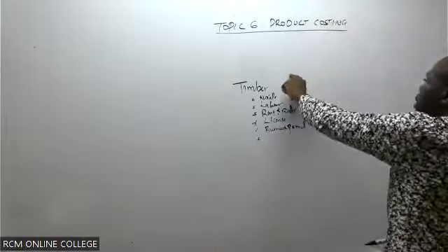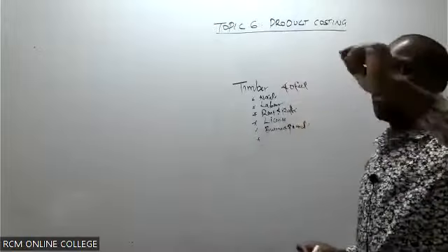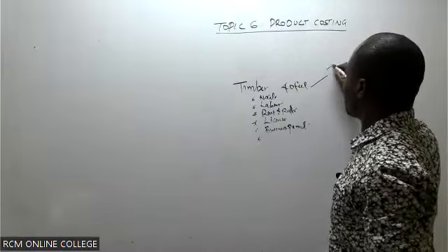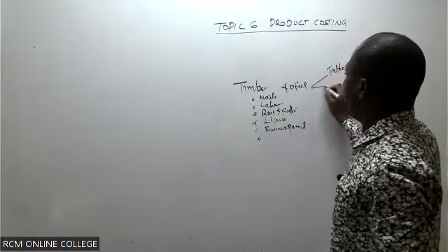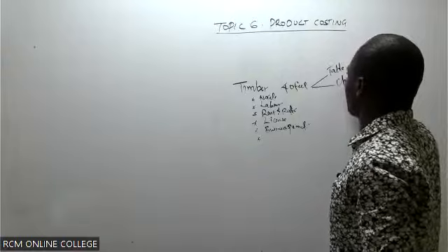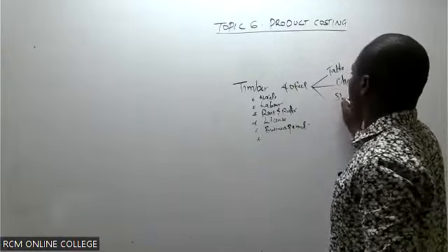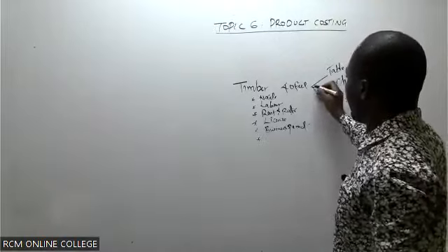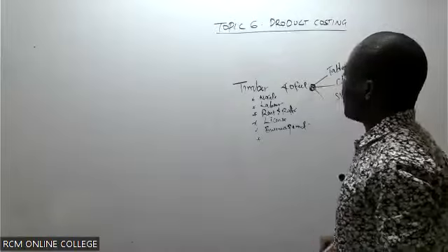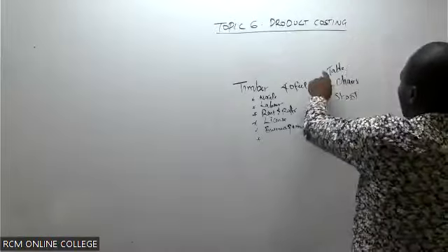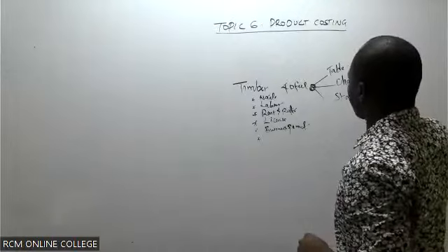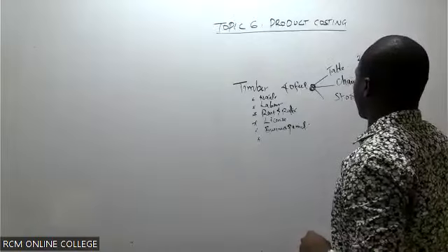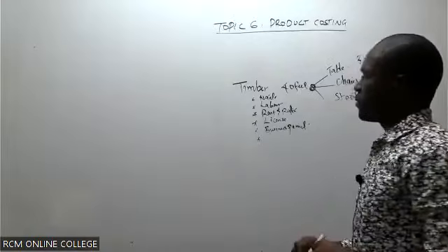This timber will determine the size of the table. So here, this timber can be used to produce tables. It can be used to produce chairs. It can be used to produce stools. Now here the company can decide to produce 3 tables, 3 chairs, and then 5 stools.